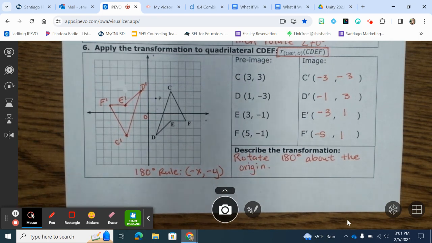All right, and that sums up our review of transformations. In 9.1, we're going to look at what's called dilations, where we're going to enlarge and shrink the figure. So more stuff to come. All right, awesome. Thanks, guys.